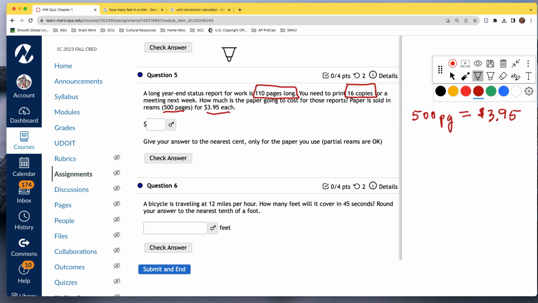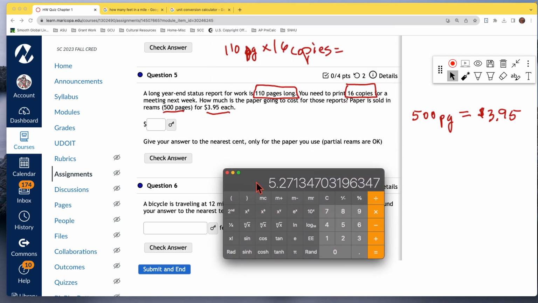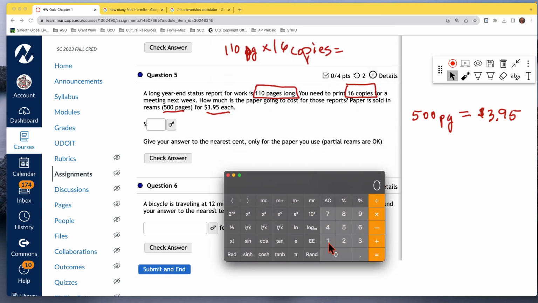So first of all, I want to take 110 pages times the 16 copies. So this is not really conversion. Again, some of these are like problem solving. So 110 times 16, clear, 110 pages times 16 copies, so everyone has one at the meeting. We're going to need 1,600 pages.